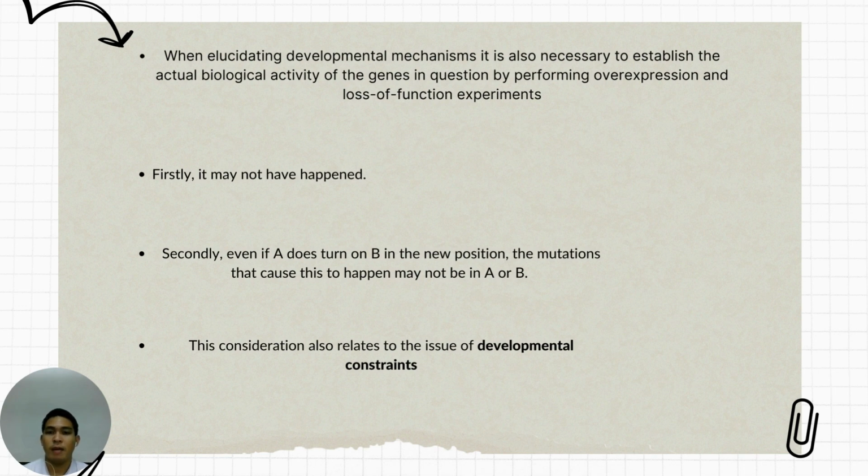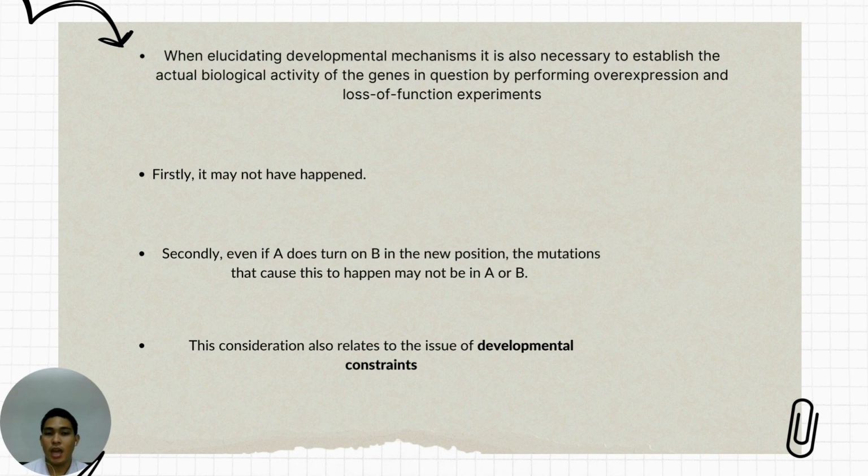When trying to decide what happened, it is important to avoid the fallacy of design. In other words, once a developmental system is understood, there is a tendency to say extra legs can be produced very easily by allowing gene A to turn on gene B. So this must be what happened in evolution. Firstly, it may not have happened. Maybe the extra legs were formed without A turning on B.